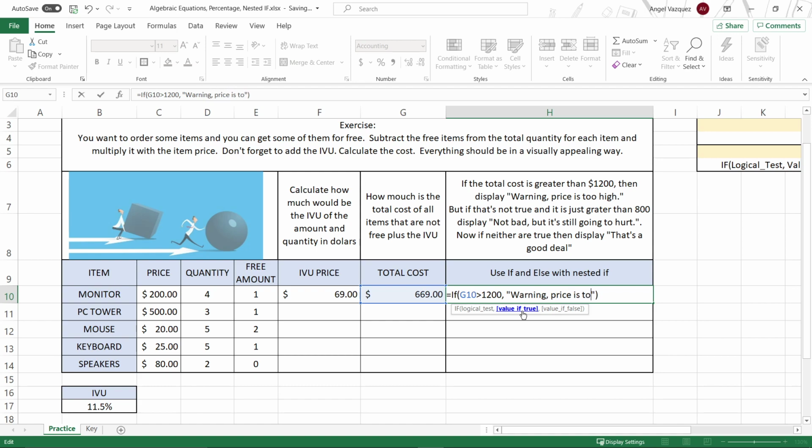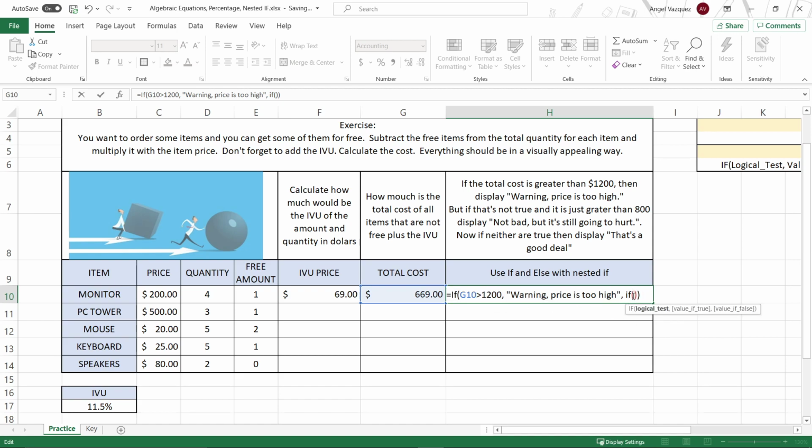price is too high. But if it's not true, instead of displaying that it's good, no, we're going to make another if. So right here, look at this. We already put the logical test, the condition. We already put what is going to happen if that condition is true. And now what is going to happen if it's false? Well, what's going to happen is that we're going to check if another condition is true. And this is where we are using a nested if, because this if is inside this whole if right here.